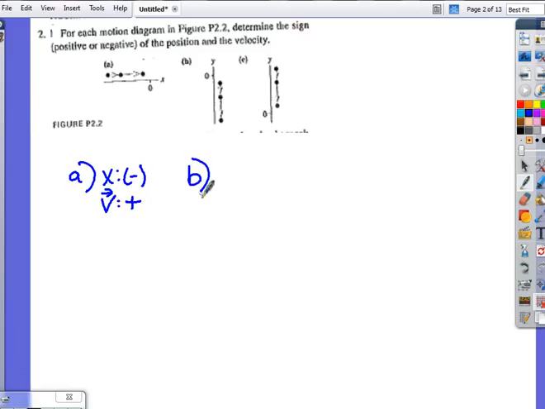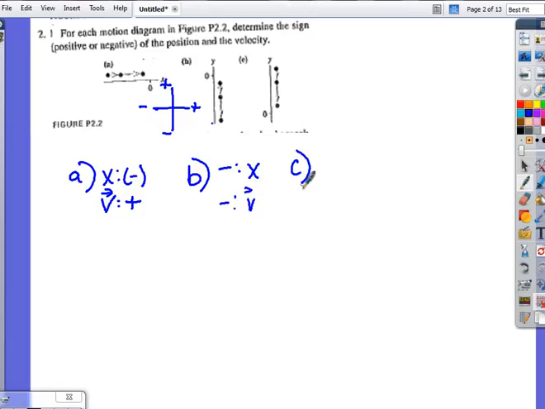For B, here again, I am below the 0. Think of it like a coordinate plane. If this is 0, this region is negative, this is positive, and this is negative. So here we have negative position, and that is X, and we have a negative velocity. Okay?